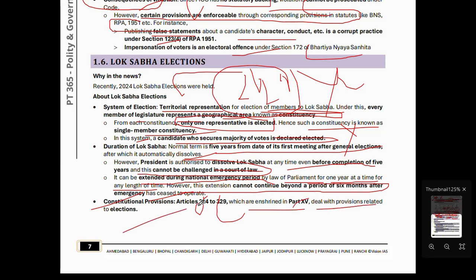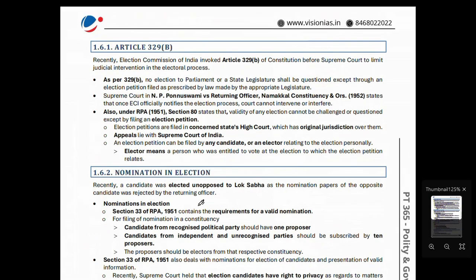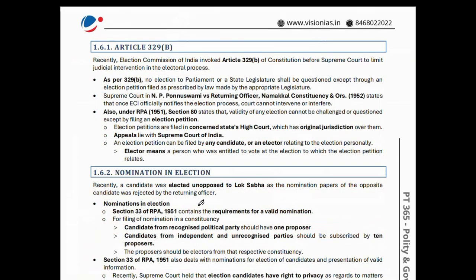See, this article, Article 329 Clause B of the Constitution, limits judicial intervention in the electoral process. This is an important article. It comes in the examination. Maybe you have to remember it, or you have to remember it to eliminate options also. What does this article say?